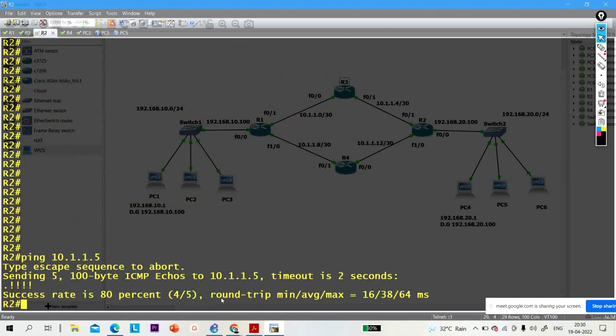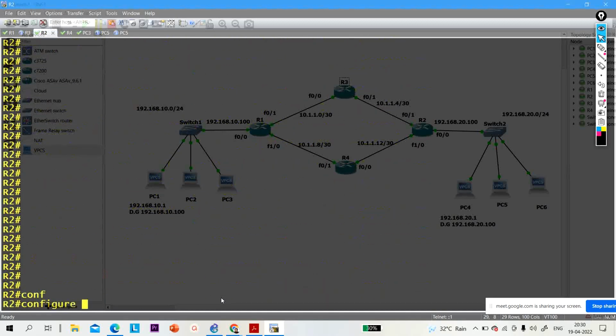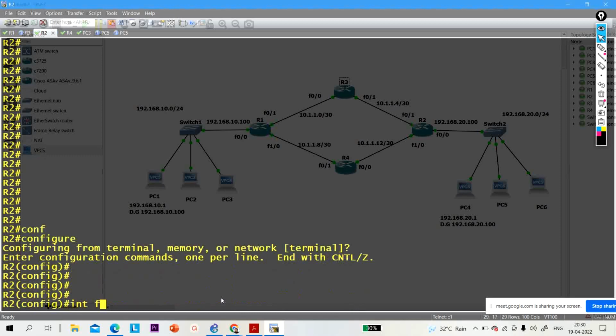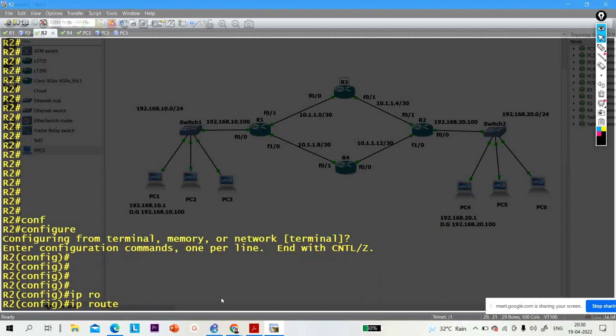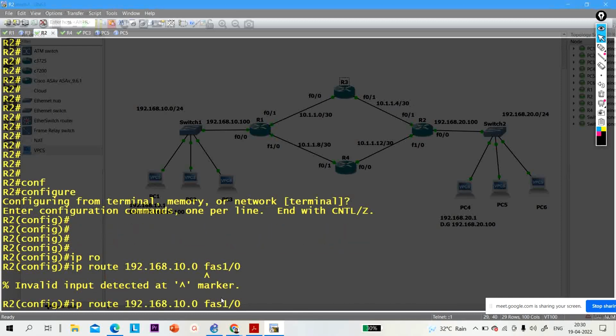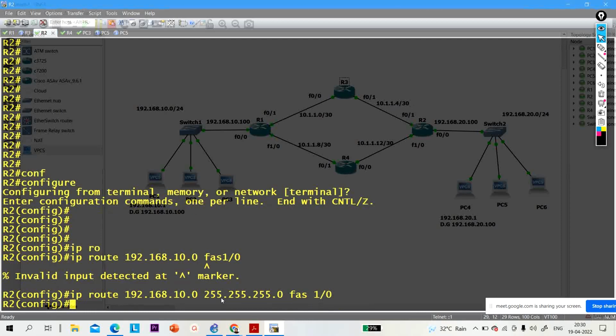Right. Now let me configure R2. Configure terminal, IP route. Which network? 192.168.10.0, right? And what will be the exit interface? FastEthernet 1/0. With the subnet mask 255.255.255.0, exit interface FastEthernet 1/0, right?